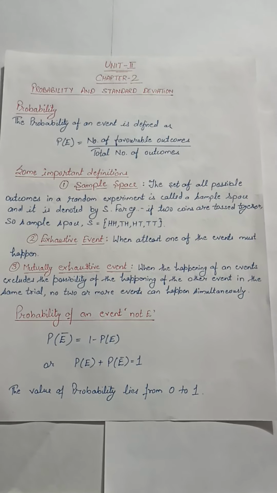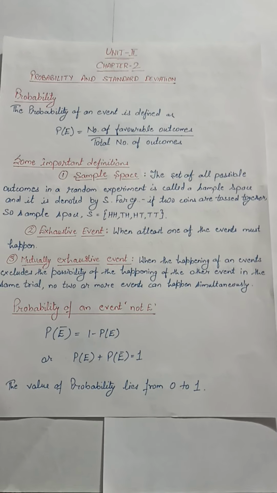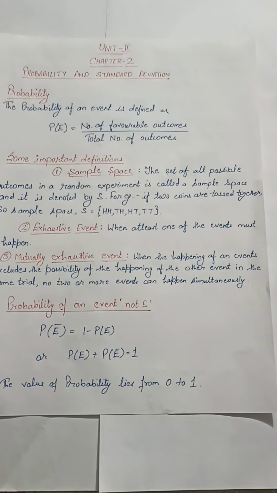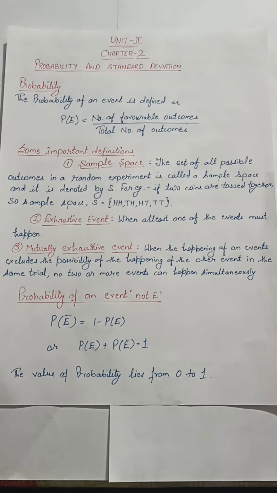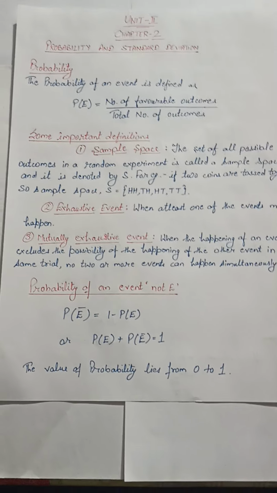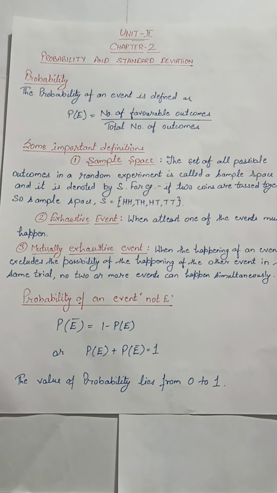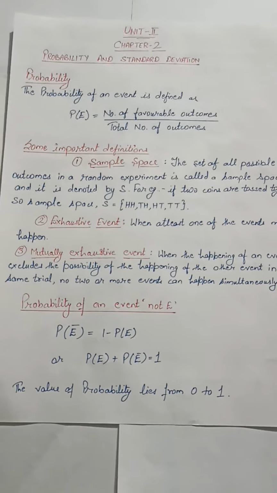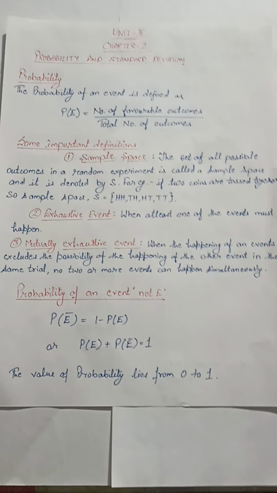So the probability of an event is defined mathematically as: probability of E, where E stands for event, is equal to the number of favorable outcomes upon the total number of outcomes. This topic you have studied in your lower classes also, how to find the probability. In this topic there are some important definitions or terms. First one is known as sample space. The set of all possible outcomes in a random experiment is called a sample space.